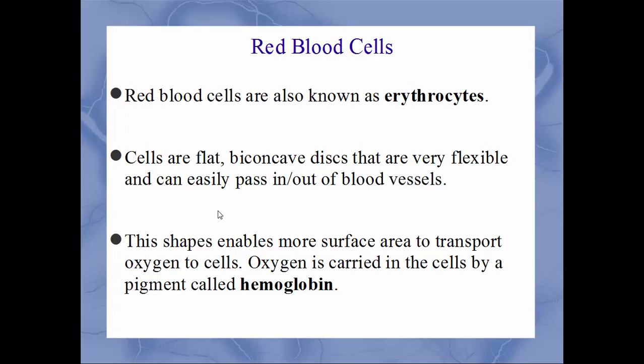Now, this flat shape, it almost looks like a donut with a hole filled in. This broad surface allows them more surface area to carry more oxygen. And the oxygen is carried to the cells in a pigment called hemoglobin. So hemoglobin is a pigment that helps the red blood cells carry oxygen.